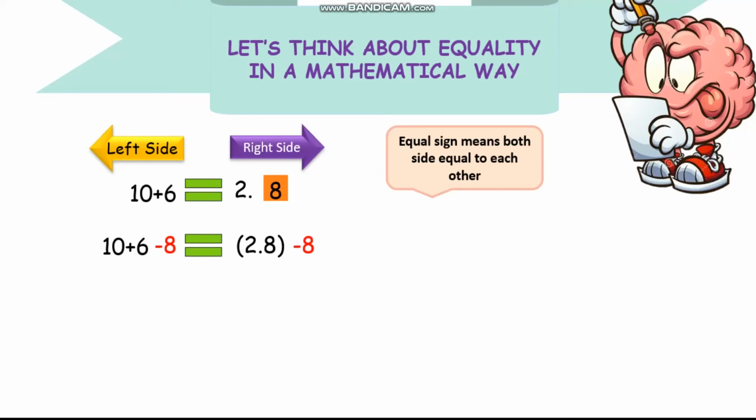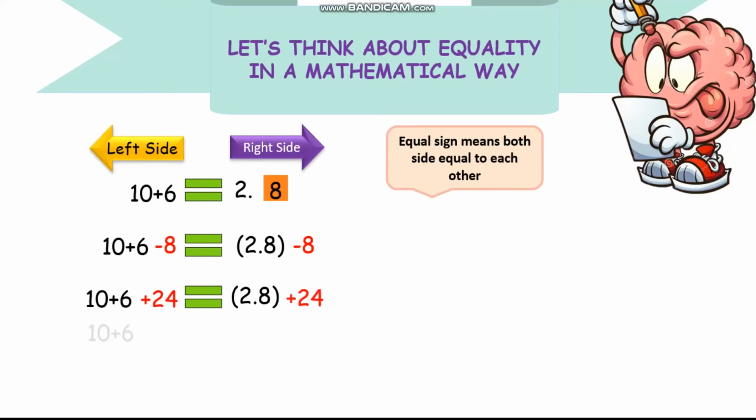Let's think about another one. Let's say that I add 24 here. What should I write here in order to make both sides equal? When we add 24 to 16, which is equal to 40, and on the right side we have 16. In order to find the 40, we should also add the 24 here.